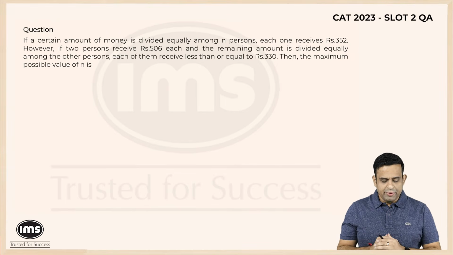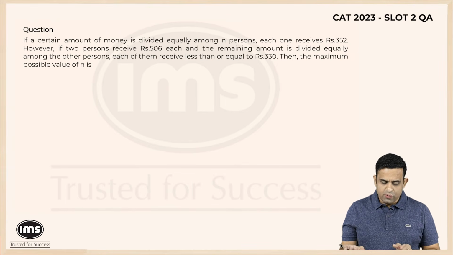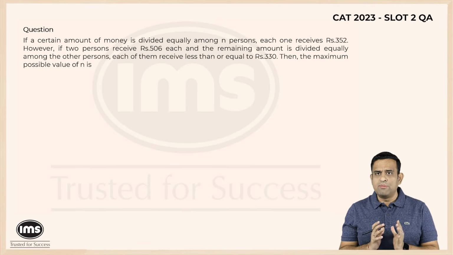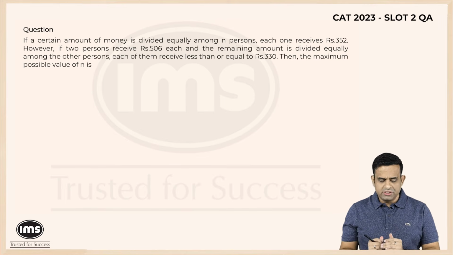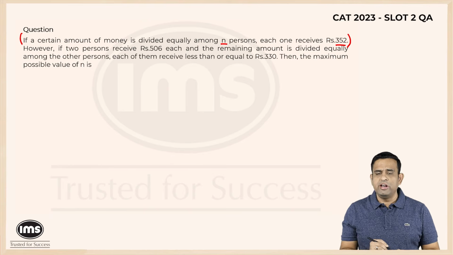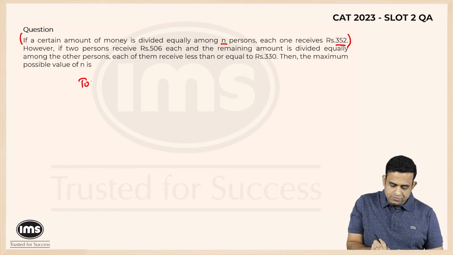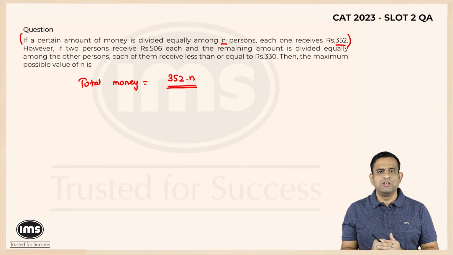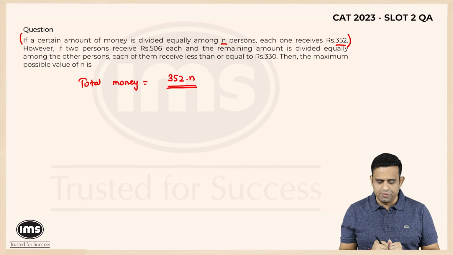In this sum, it is given that if a certain amount of money you divide equally among n persons, each one receives 352. So if I look at the first line, what we can think is, I have n people, each getting 352. So the total amount of money involved is 352 into n, because total is equal to average into the number of terms.